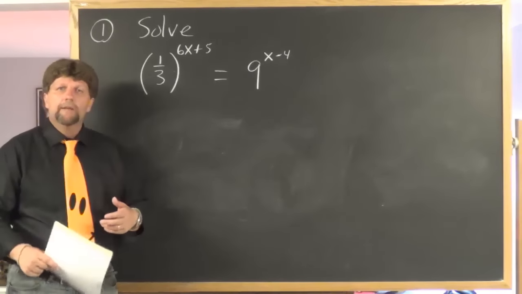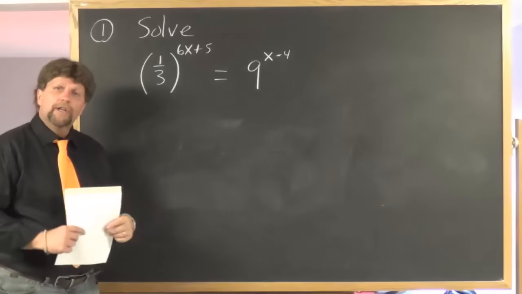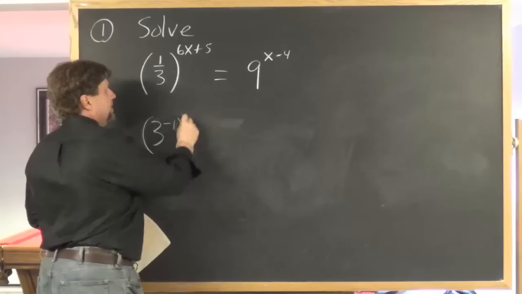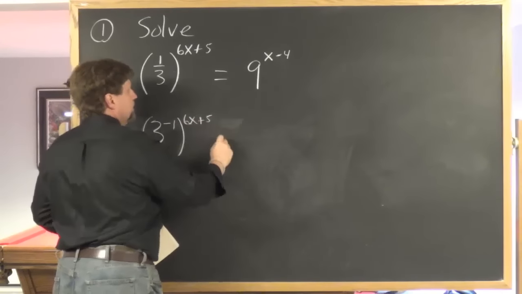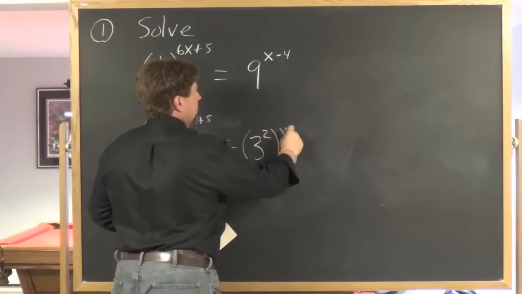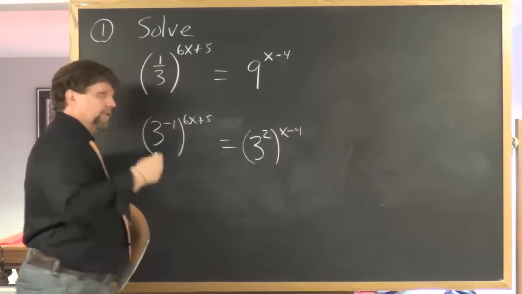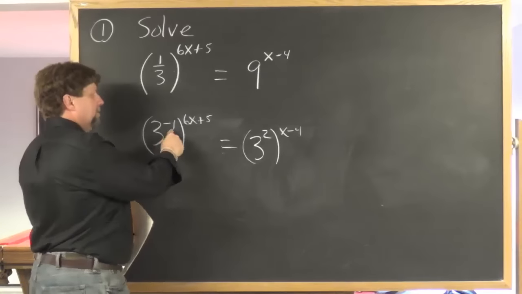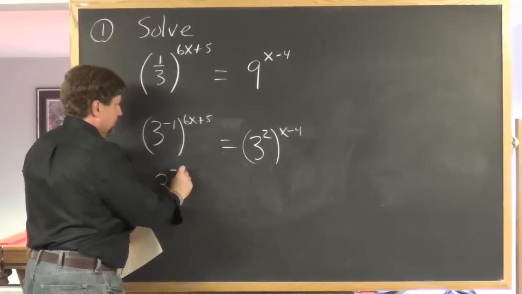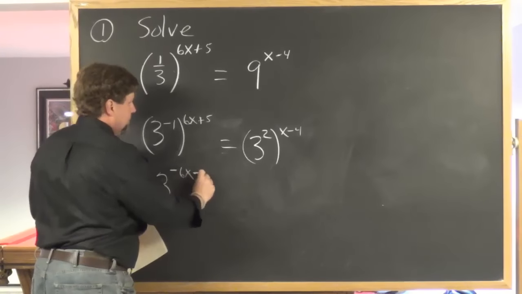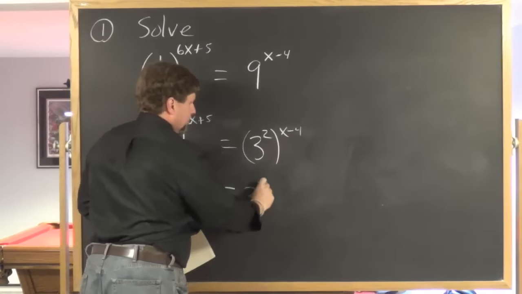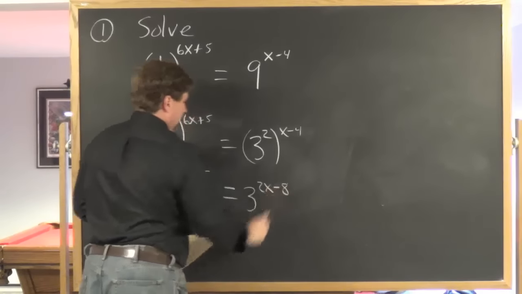So here's how I'd begin the problem. I would rewrite 1/3 as 3 to the negative first power, and that's still raised to the 6x plus 5. And I'd rewrite 9 as 3 squared, and that's still raised to the x minus 4. Now I'd use an old property of exponents: when you have an exponent raised to an exponent, you can multiply those two together to get 3 to the negative 6x minus 5. And this exponent times that exponent would give me 3 to the 2x minus 8.